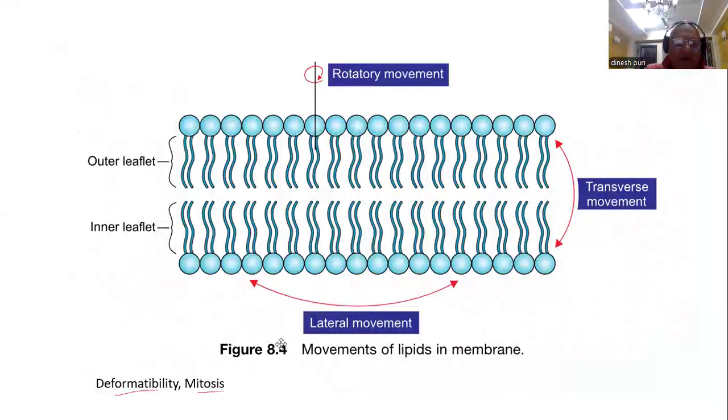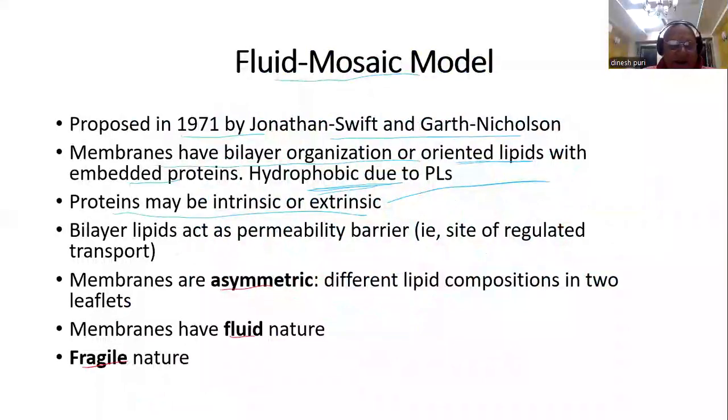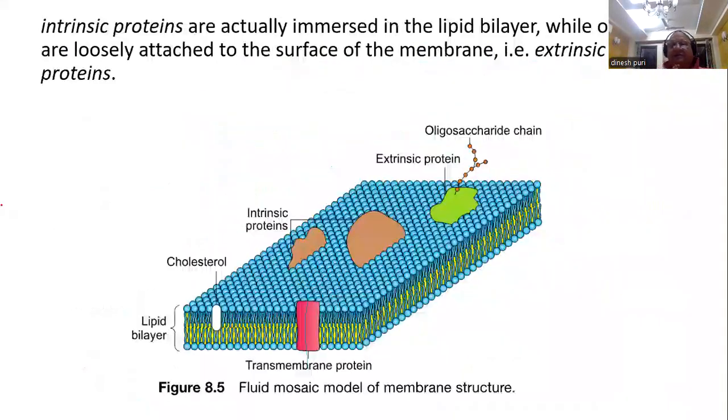We'll be talking more about those three things later on: asymmetry, fluidity, and fragile nature, with some clinical correlates. They will be mainly for the postgraduates and for the residents, but inquisitive UGs, there is no bar to it. You can always see. Thank you.